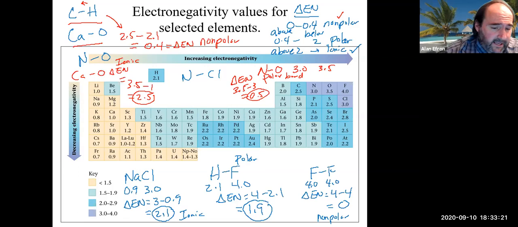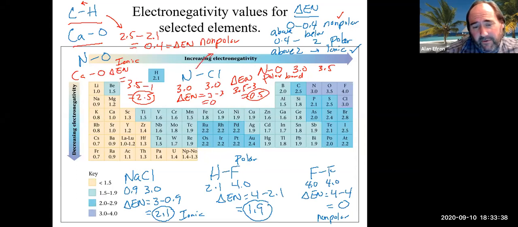And lastly here, if we look at nitrogen and chlorine, nitrogen has a value of 3. Chlorine has a value of 3. So when I do the difference in electronegativity, that is 3 minus 3, which is 0. This is actually going to be a nonpolar bond. Now you may say to yourself, they're different elements. They probably shouldn't be a nonpolar bond, but this does happen.